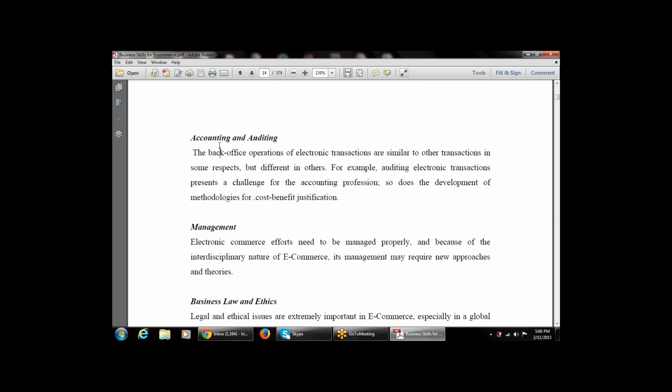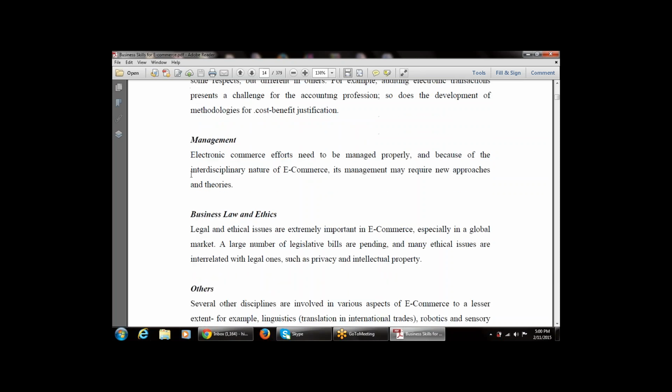So first of all, let's take a break, then move to the next nature of e-commerce. These are the three natures that are left. One is management, then business laws and ethics, then others. So these three things are left. First of all, let's take a break right now, then move to this part.